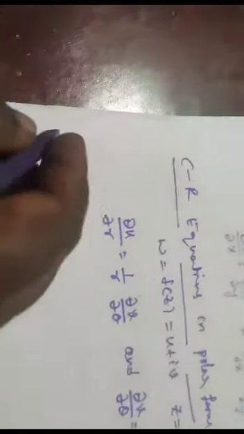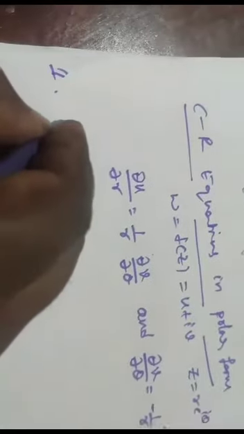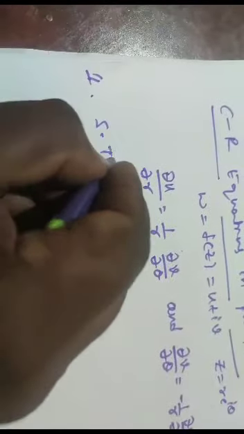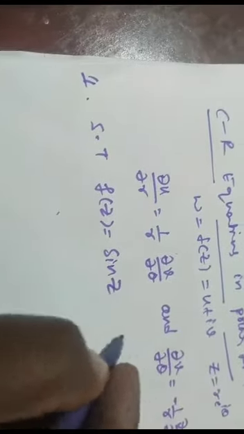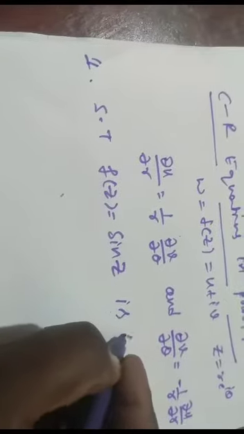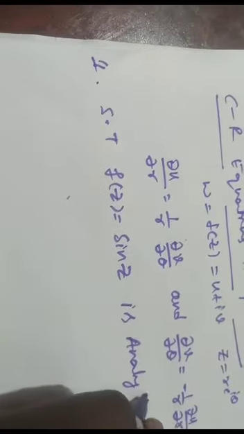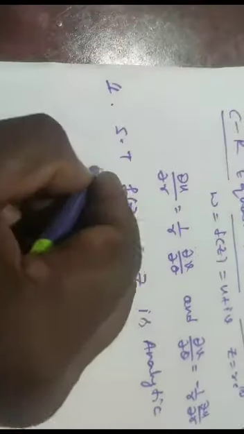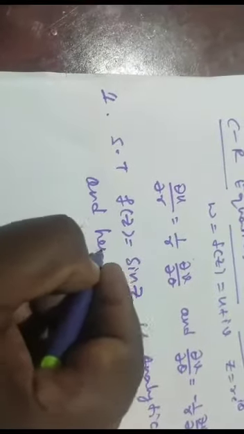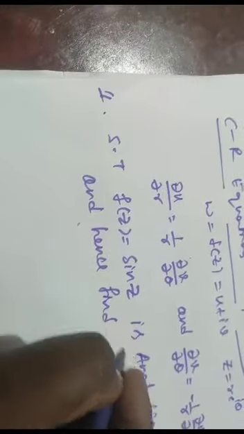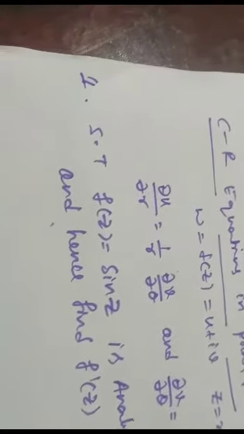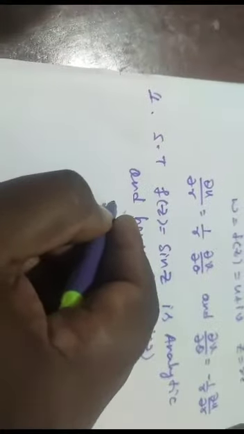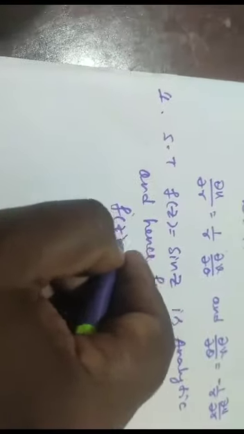So the first problem is, show that f of z is sin z is analytic and hence find f dash of z. F dash of z means derivative of given f of z. Here sin z is there, f of z is sin z.